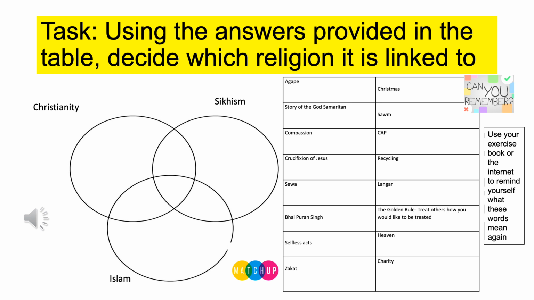Now in the box it says, if you can't remember, use your exercise book to help you or the internet to remind yourself of what these words mean again. Okay, take your time. Try to plot them where you think they go onto the triple Venn diagram. Once you've finished, I want you to try and think of anything else that you might remember, and in the next slide I will go through the answers with you. Okay, fantastic, keep it up, well done guys.